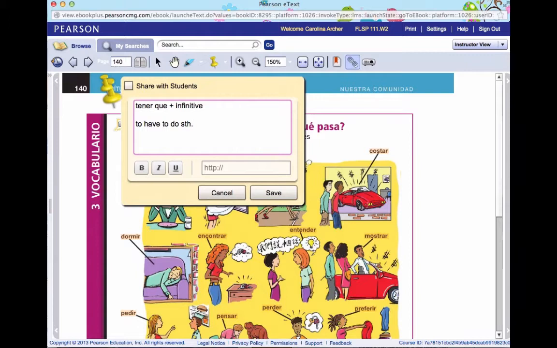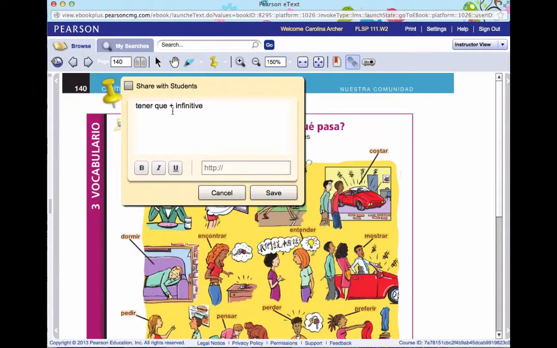I have to get up early. She has to buy a new car. They have to prepare for the test, okay? So we're going to conjugate the verb tener for the different persons, and whatever is the action that you have to do or that somebody has to do, the verb is going to stay in the infinitive, okay?